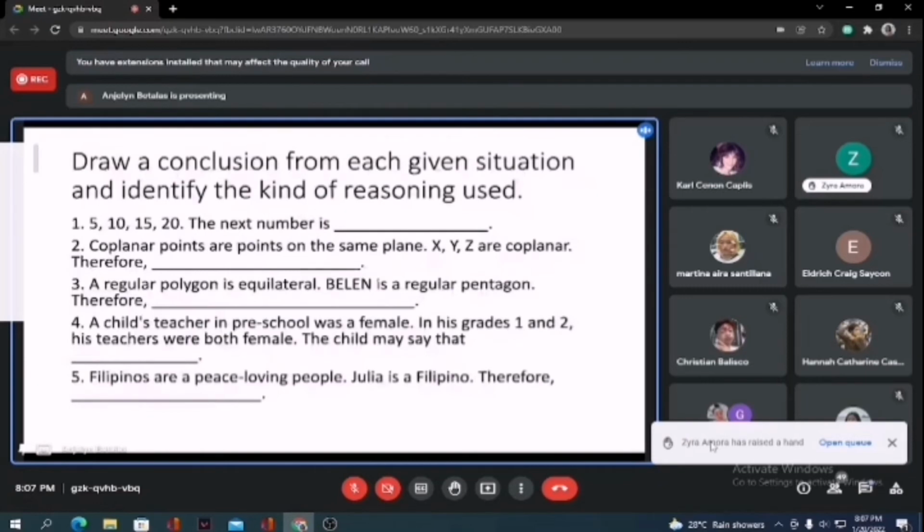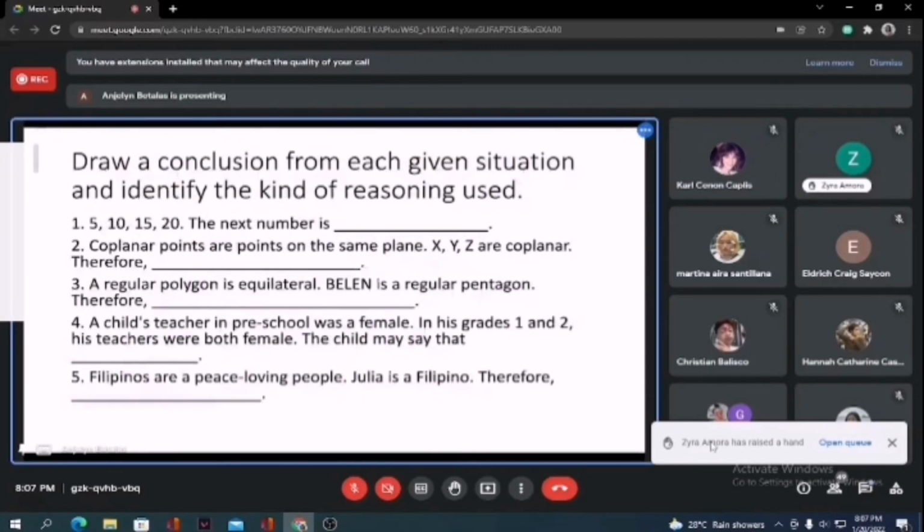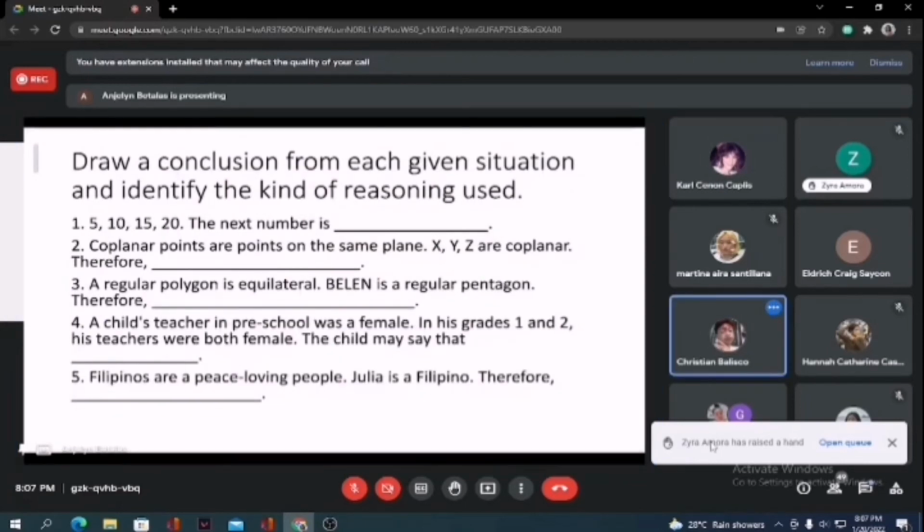Example number 1: 5, 10, 15, 20. The next number is? What's the next number? 25. That's correct. Unsa na ang reasoning gigamit ninyo? What kind of reasoning? Is it deductive or inductive? Inductive. Deductive.